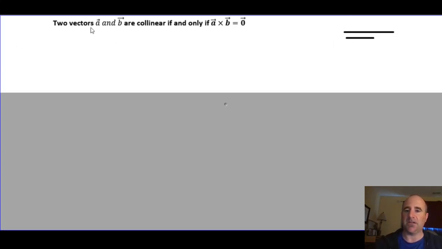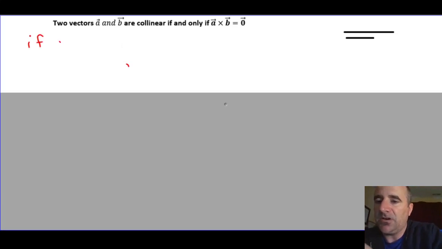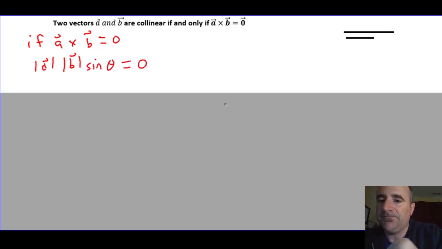In any case, let's get back to this. So we're gonna just quickly prove it. So imagine that we'll start with the if part. If A cross with B is equal to 0, then we want to show the vectors must be collinear. Well, if A cross with B is equal to 0, it must be that the magnitude of A times the magnitude of B times the sine of the angle between them is equal to 0.